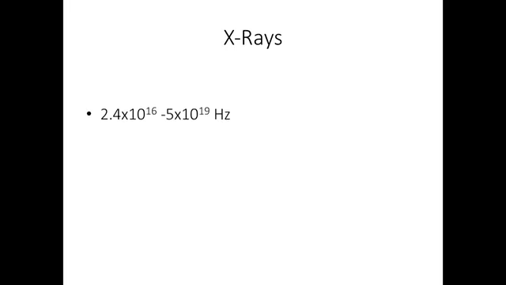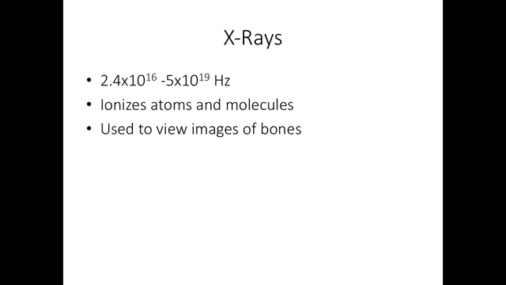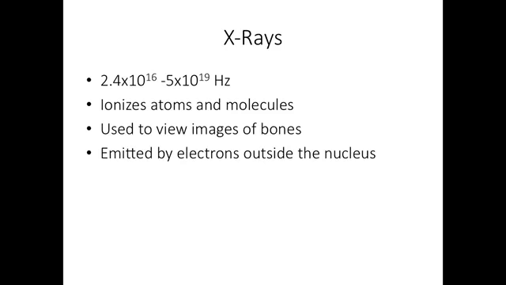X-rays range from 2.4 times 10 to the 16 to 5 times 10 to the 19 Hz. They ionize atoms and molecules and are used to view images of bones and other objects inside the body, and are emitted by electrons outside the nucleus.